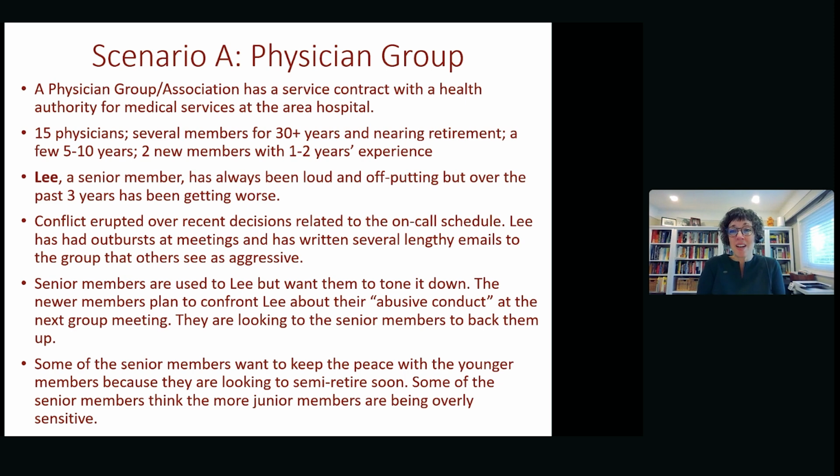Some have been working in their area for 30 or more years and might be getting close to retirement. A few are in the early to mid range, 5 to 10 years of practice. And then there are a couple of newer members with 1 or 2 years of experience. This scenario focuses around Lee, a senior member who's always been loud and off putting to other people, good at their job, but turns people off sometimes. But people have noticed that over the last 3 years, they have been getting worse in some of their interactions. Conflict has erupted in this group over recent decisions related to the on call schedule.